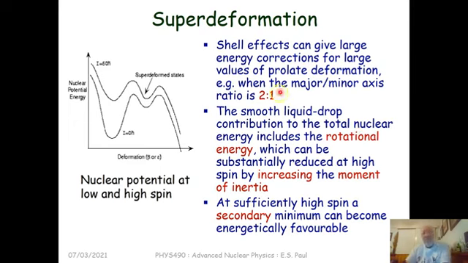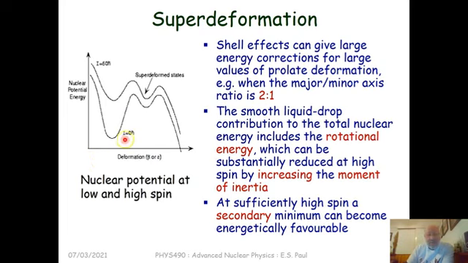And again, let's just look at super deformation here. We originally defined super deformation as when the major to minor axes of the prolate shape exist in this ratio of 2 to 1. So the long axis is twice the length of the short axis. And if we plot essentially the energy here, or potential energy, against the deformation, this is what we would see.